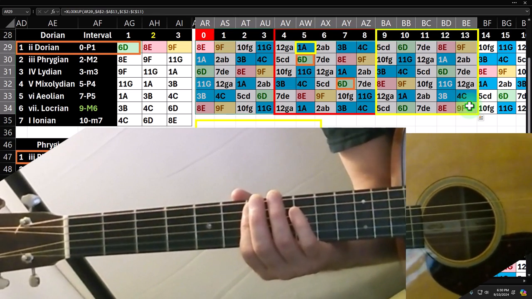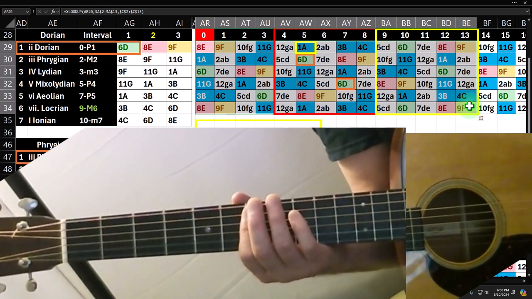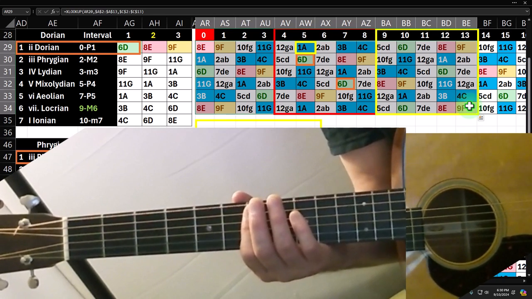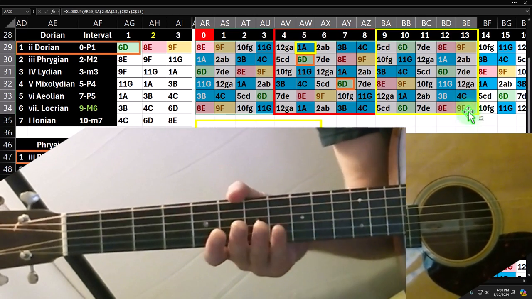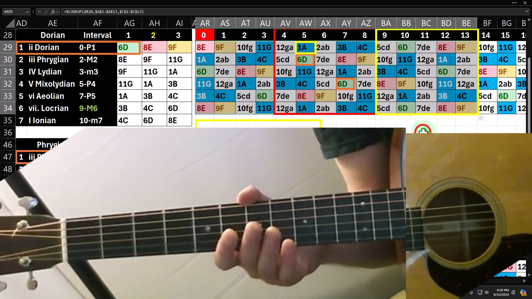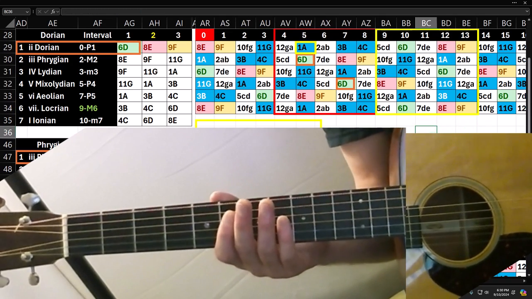left to right. Now, when I put this on the screen, I might flip the orientation of the guitar so it looks like I'm left-handed, because you're looking at this side of the guitar, and therefore you can see it top to bottom, left to right. That's going to be my general idea.